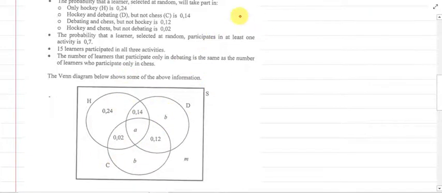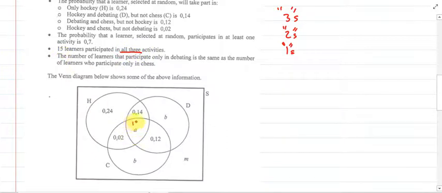But usually when you're filling in this Venn diagram, we work in this order: we fill in the threes where everything intersects, then we go to the twos and then the ones. So let us read where everything is all together. In this diagram where all three circles intersect, which is at A, I'm sure they'll have something about A here. 15 learners participated in all three activities.